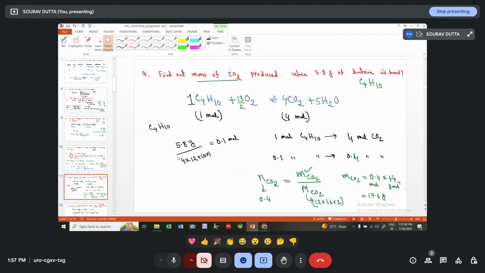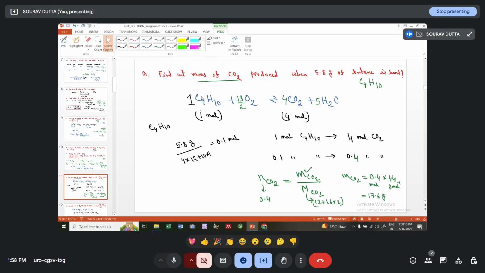Next one. Find out the mass of CO2 produced when 5.8 gram of butane is burnt. Butane, what is the molecular formula of butane? C4H10. So burnt means you have to react this hydrocarbon with excess oxygen. So C4H10 reacts with oxygen to produce carbon dioxide and water. Okay, it is a combustion reaction.